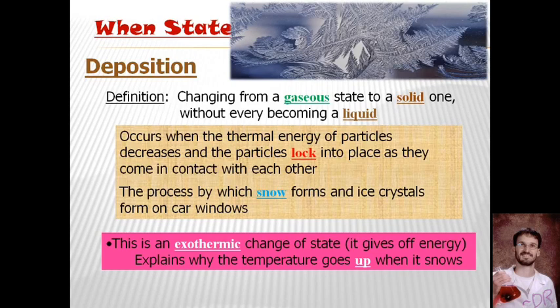If it would go through the liquid phase, if it would have a chance to melt or condense into liquid before it would freeze, you don't get snow. In those cases, you get hail. You would get little balls of ice instead of really pretty crystals. So snow develops through the process of deposition, not the process of freezing, which most people think. And this is an exothermic change of state.